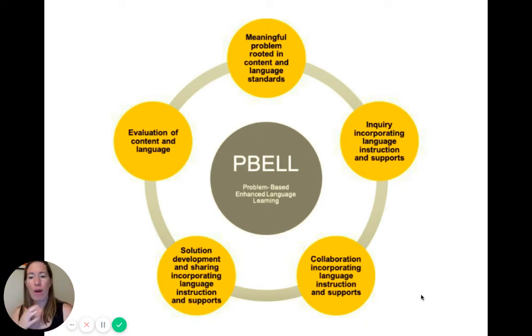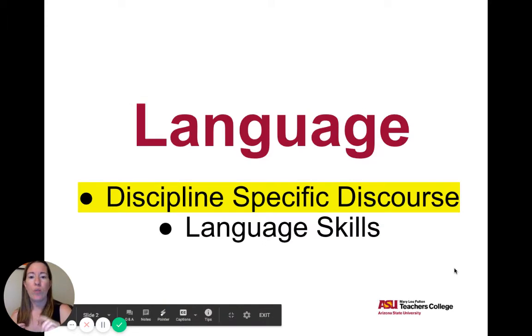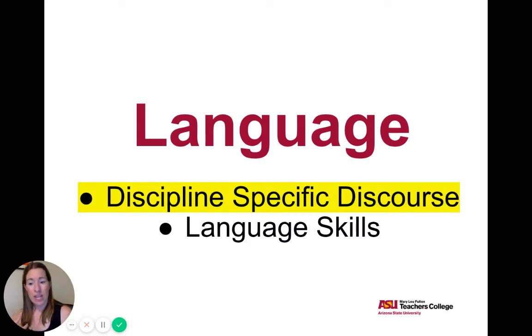We're going to be collaborating throughout all of these pieces, and collaboration is all about language: expanding on one another's ideas, supporting our ideas with evidence, asking questions to one another, paraphrasing one another's thoughts to show that we're listening to them. All right. And so language is everywhere in a PBEL, and we want to make sure that we're really targeted with what specific language we are focusing on. So we're going to look at two different ways to address language in a PBEL. We're going to look at discipline-specific discourse and language skills. And today's focus is going to be discipline-specific discourse.